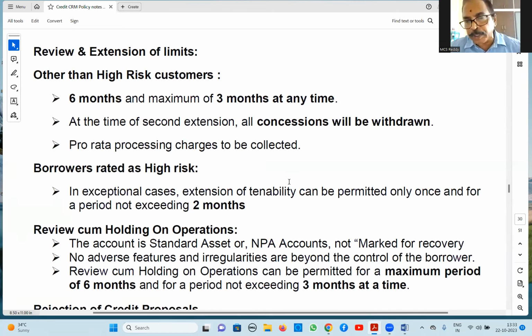At a time 3 months only permitted for low risk and normal risk, and moderate risk also. For high risk accounts, only once extension is permitted, and that too maximum 2 months only. So low, normal and moderate, 6 months, 3 months at a time. High risk only once at a time.